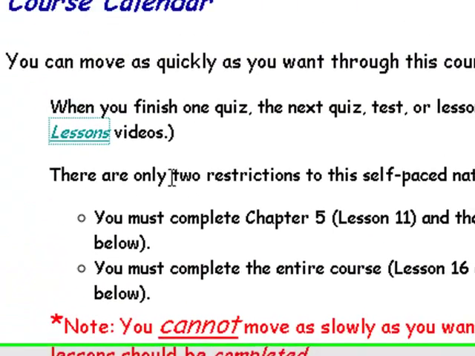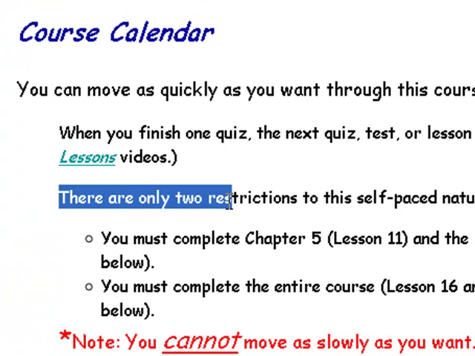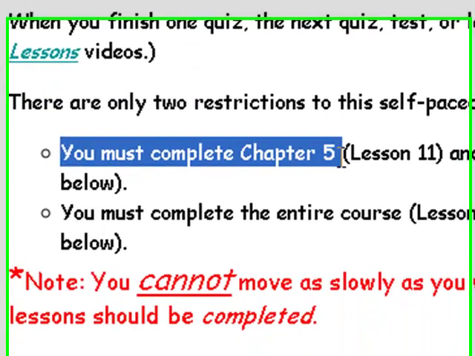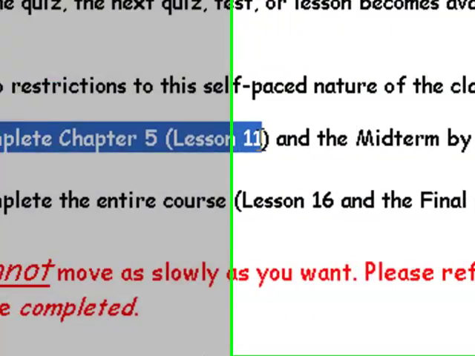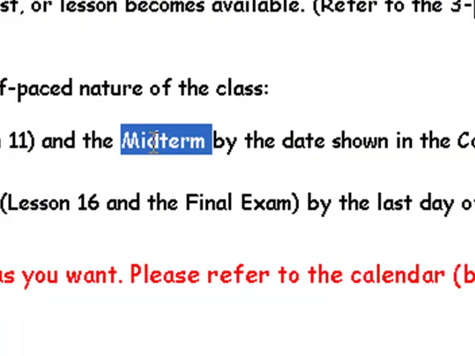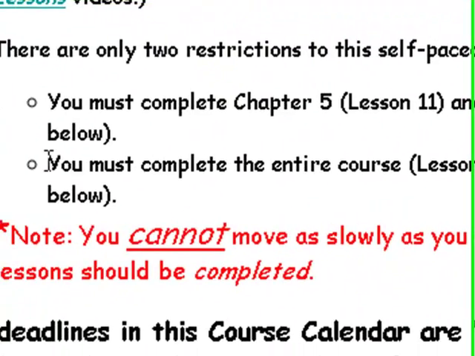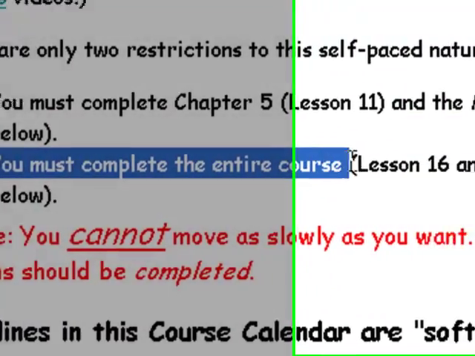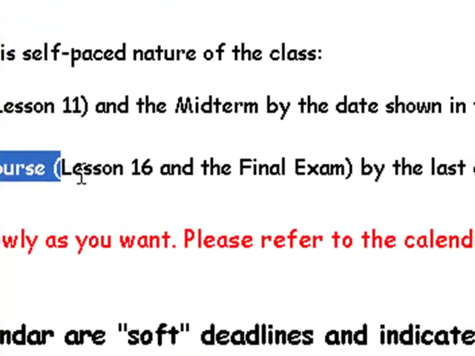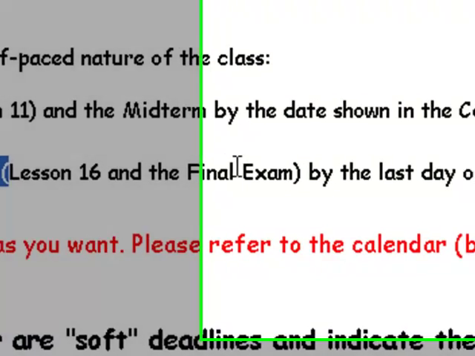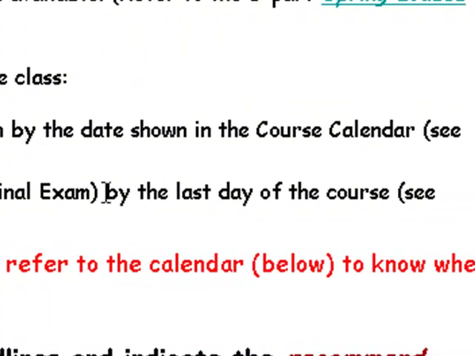All right. Now, look at this. There are only 2 restrictions to the self-paced nature of the class. You must complete Chapter 5, that's from Lesson 11, and the midterm by the date shown in the course calendar. We'll look at that in a moment. And also this, you must complete the entire course. That means Lesson 16 and the final exam by the last day of the course.